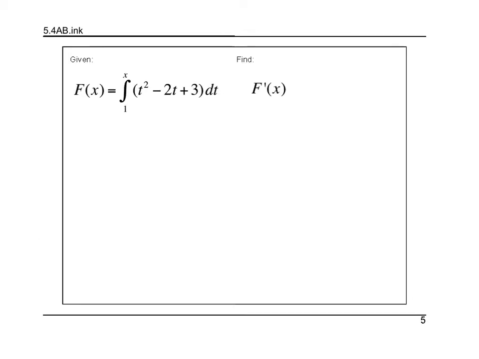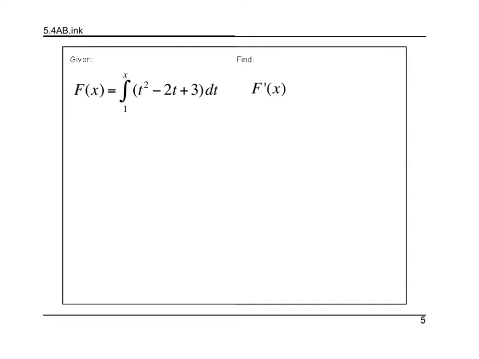So I'm given that capital F is equal to the integral from 1 to x of t squared minus 2t plus 3, and ultimately I want to find F prime. In order to get there, I'm going to anti-derive this first. I'm going to go through the motions in this one and investigate, see what happens. If you have some kind of idea or hypothesis, go ahead and say it out loud or jot it down in your notes. But I'm going to go through this blindly.